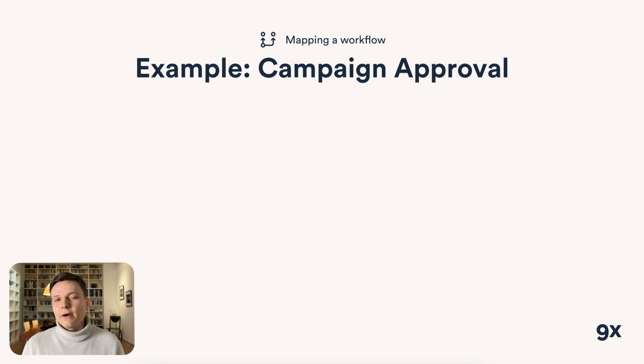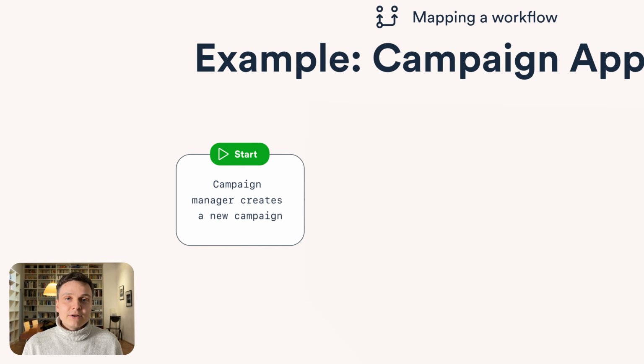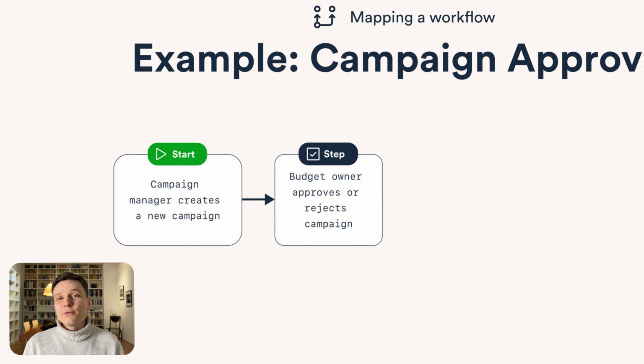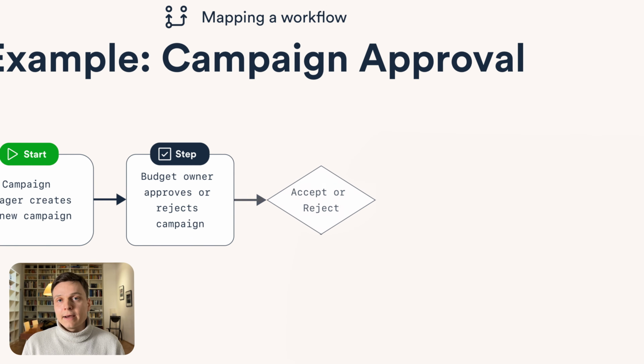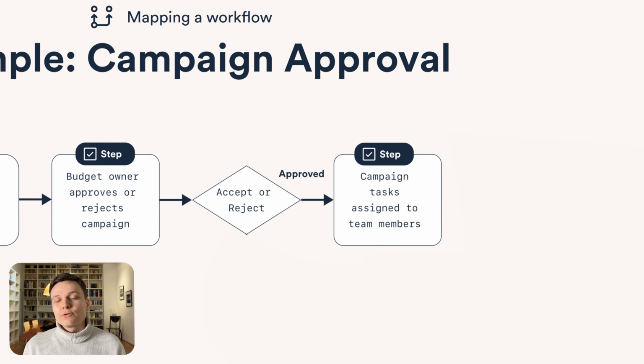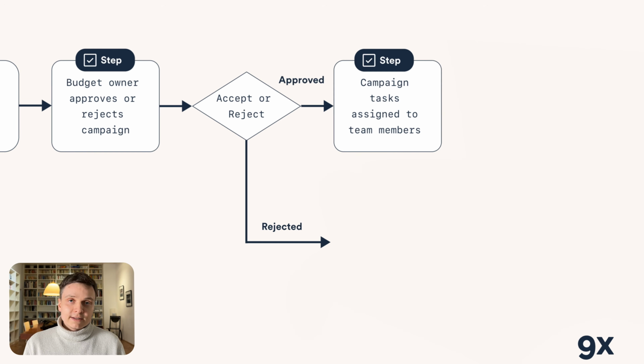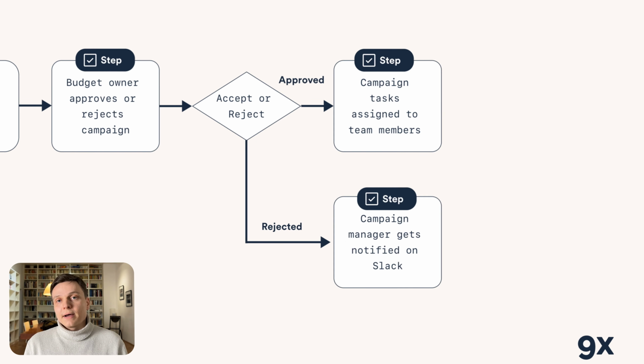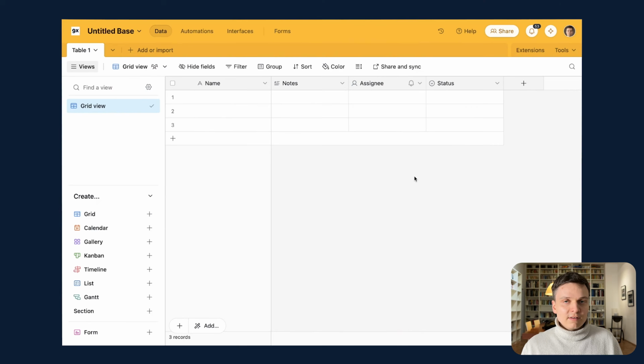We're going to take this very simple process of a campaign approval where a campaign manager is going to create first a campaign. The budget owner, another user, is going to approve or reject that campaign idea, and we'll have 2 possible outcomes. Either the campaign is approved, that's a win, and in this case we want to already generate the campaign tasks, or that campaign is rejected, bad news, and we want to notify the campaign manager back. So this is our starting point.